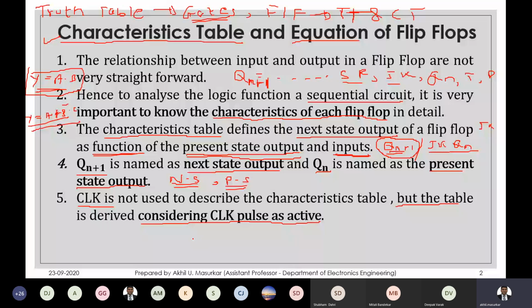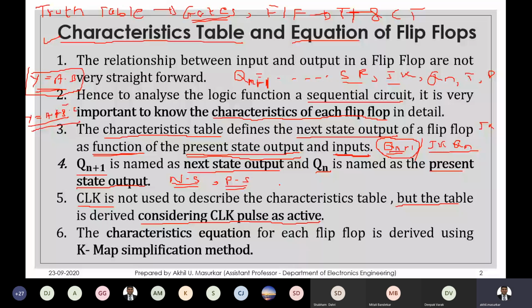The characteristic equation. Here we spoke about the characteristic table. The characteristic table defines a relationship between Qn plus 1 and J, K and Qn. The characteristic equation for each flip-flop is derived using the K-map simplification method. So again, can you see K-map has come into the picture? K-map is again very important. The characteristic equation for each flip-flop is derived using K-map simplification.